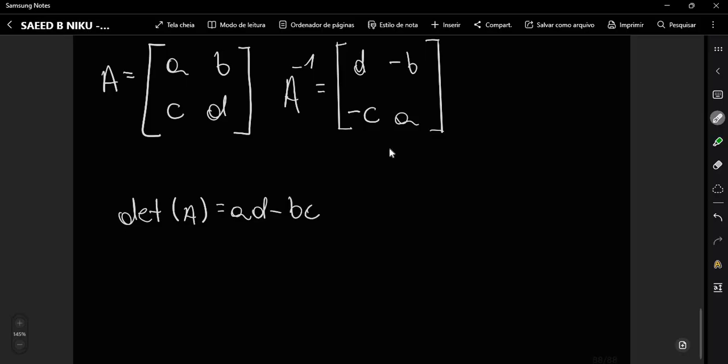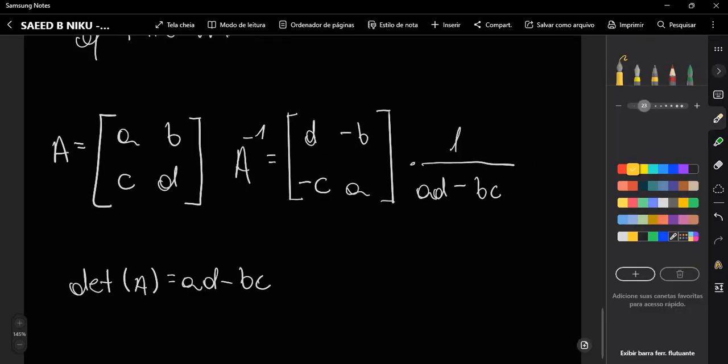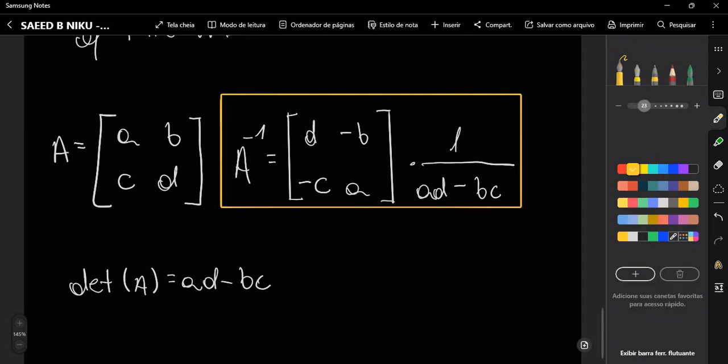Another thing that I wanted to draw your attention to is that we do not divide a matrix by matrices, but we can divide a matrix by a real number. So to perform this, we multiply by 1 over the determinant.